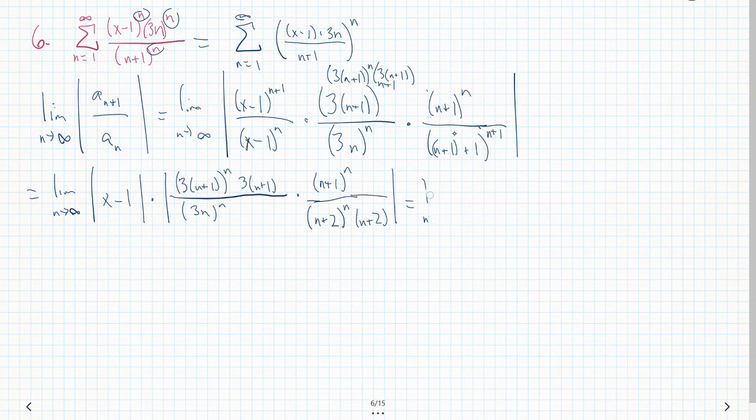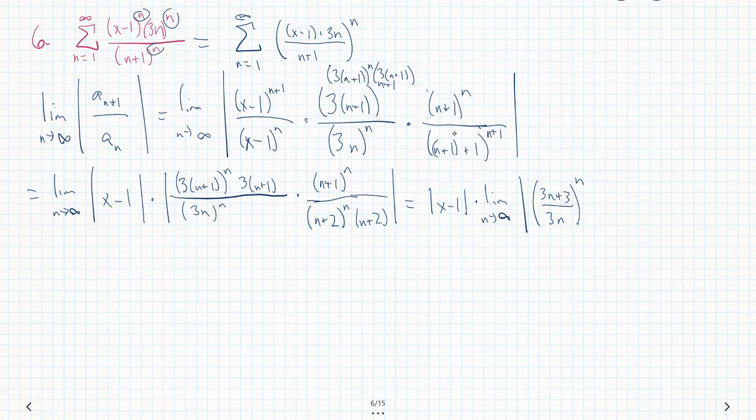So, and I can pull the absolute value of x minus 1 out in front, times the limit as n goes to infinity of 3n plus 3 over 3n raised to the n. When looking at that, you can take that limit. You're going to need to use an e to the natural log power of that quantity, and that'll kind of explain why this is going to be a little bit harder.